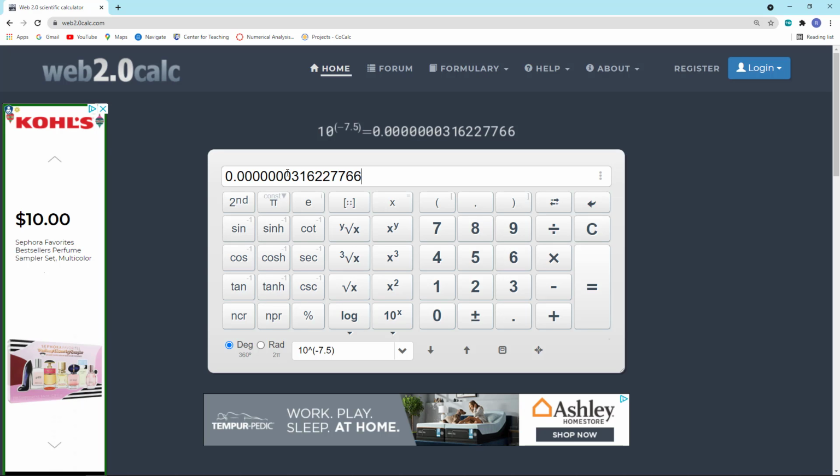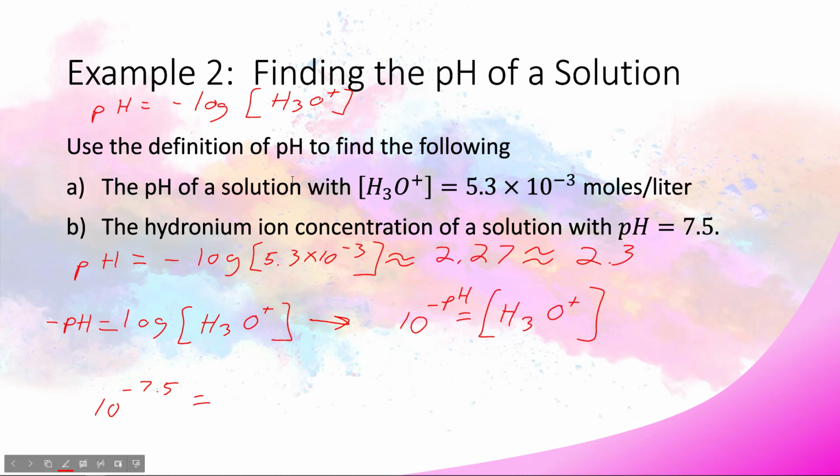So if your calculator could express this in scientific notation, I'll say, wait, 1, 2, 3, 4, 5, 6, 7. Since there's 7 zeros, your calculator could express this as 3.16227 times 10 to the negative 8th.